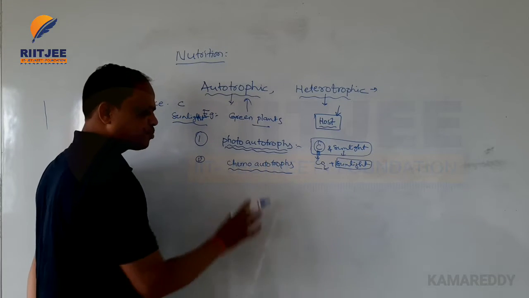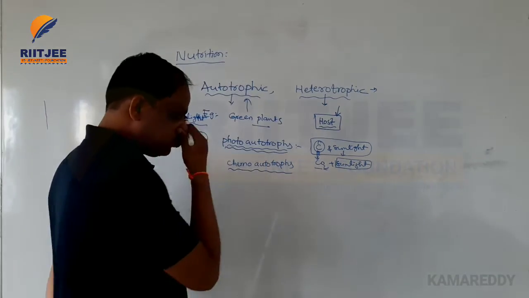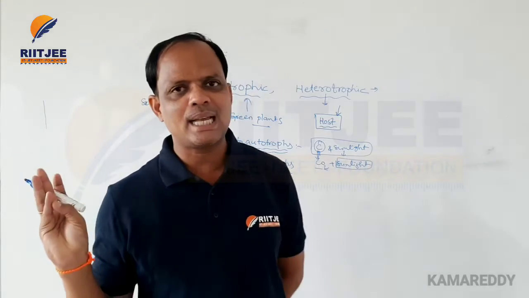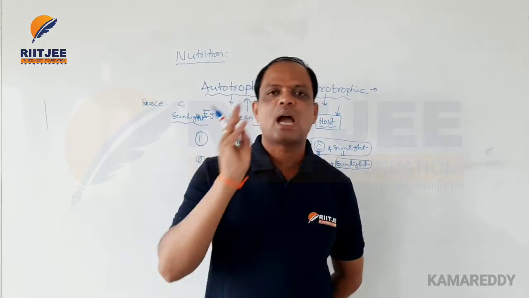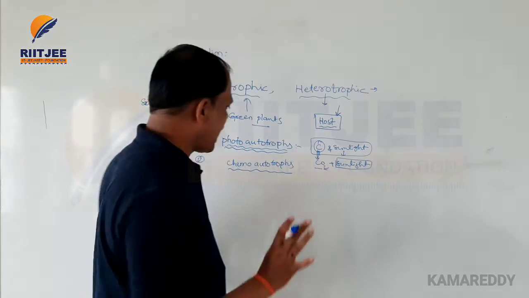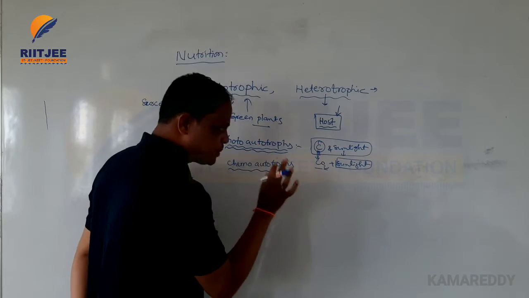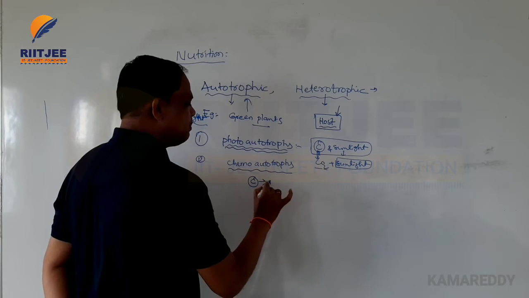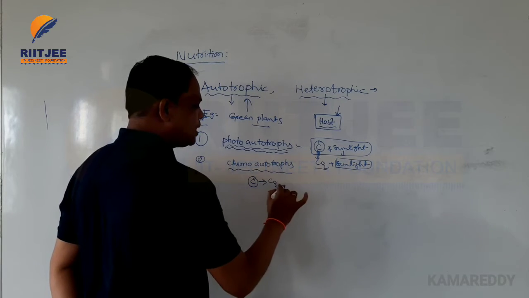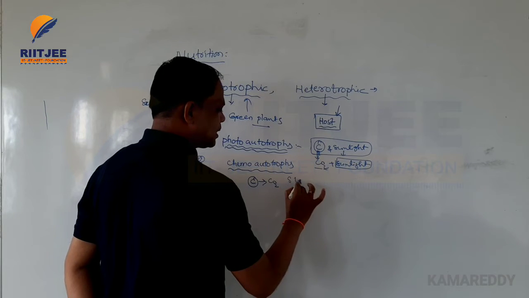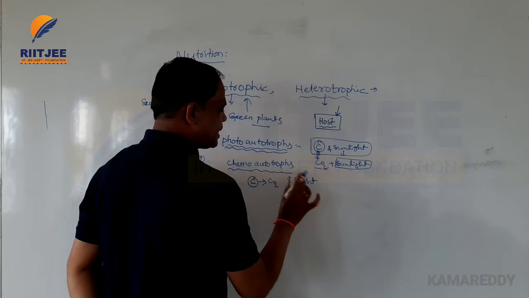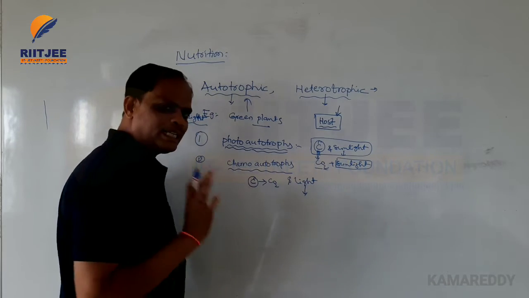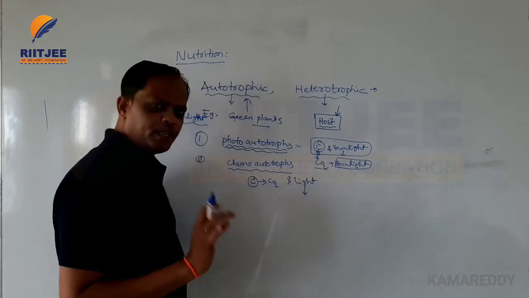And chemoautotrophs means these bacteria, for example nitrifying bacteria, sulfur bacteria, and iron bacteria. These are the three examples of chemoautotrophs. For the source of carbon, they directly depend on CO2, and for the energy source, they are directly dependent on that.